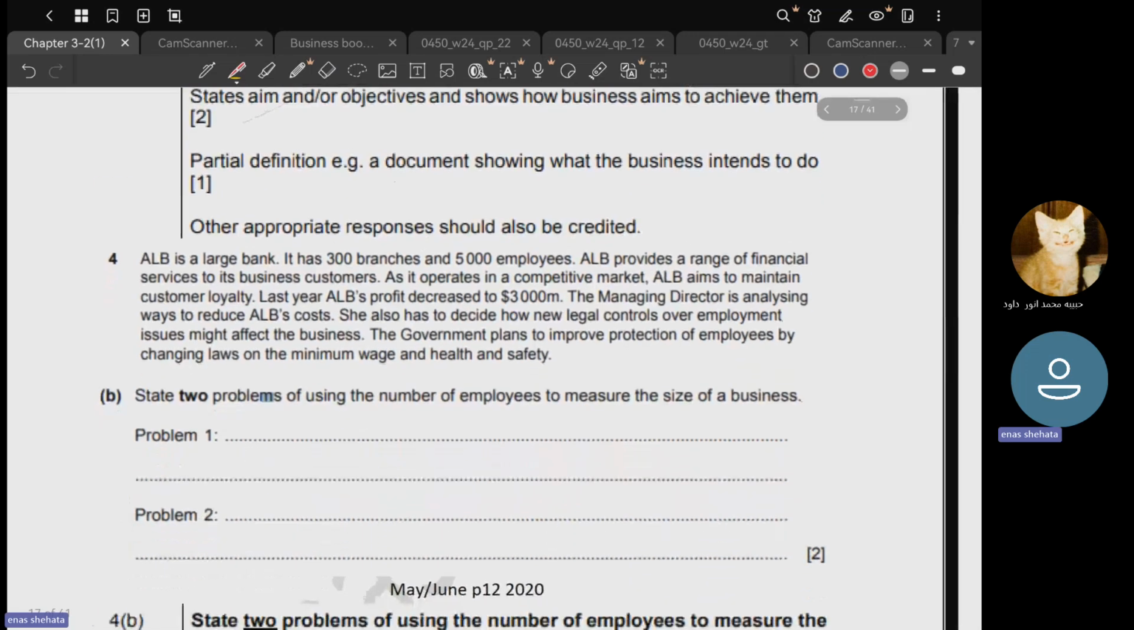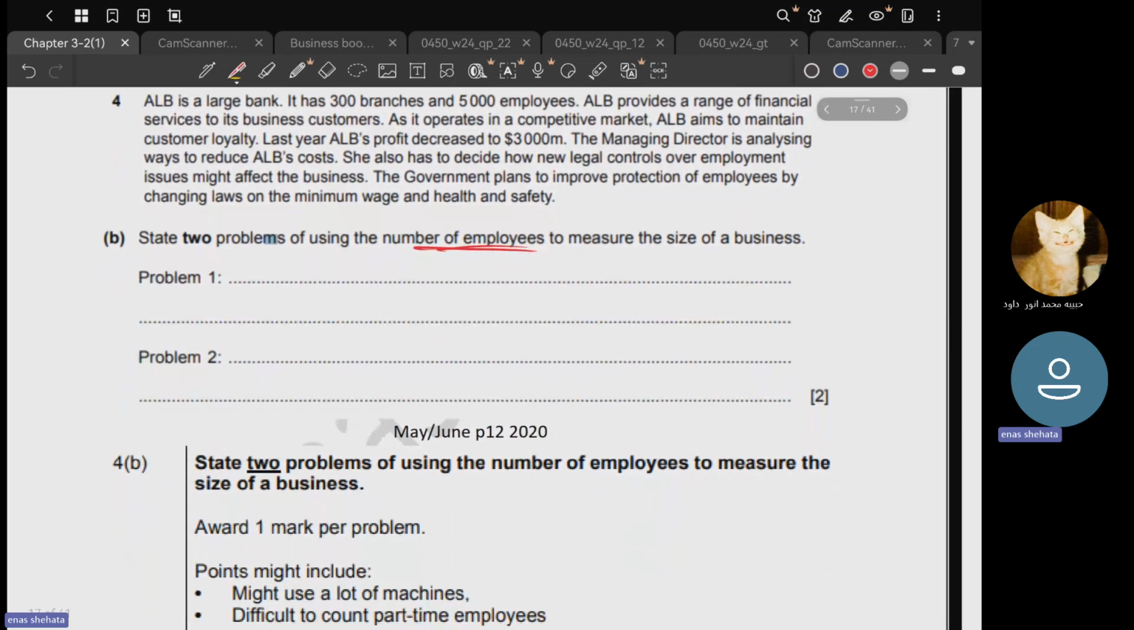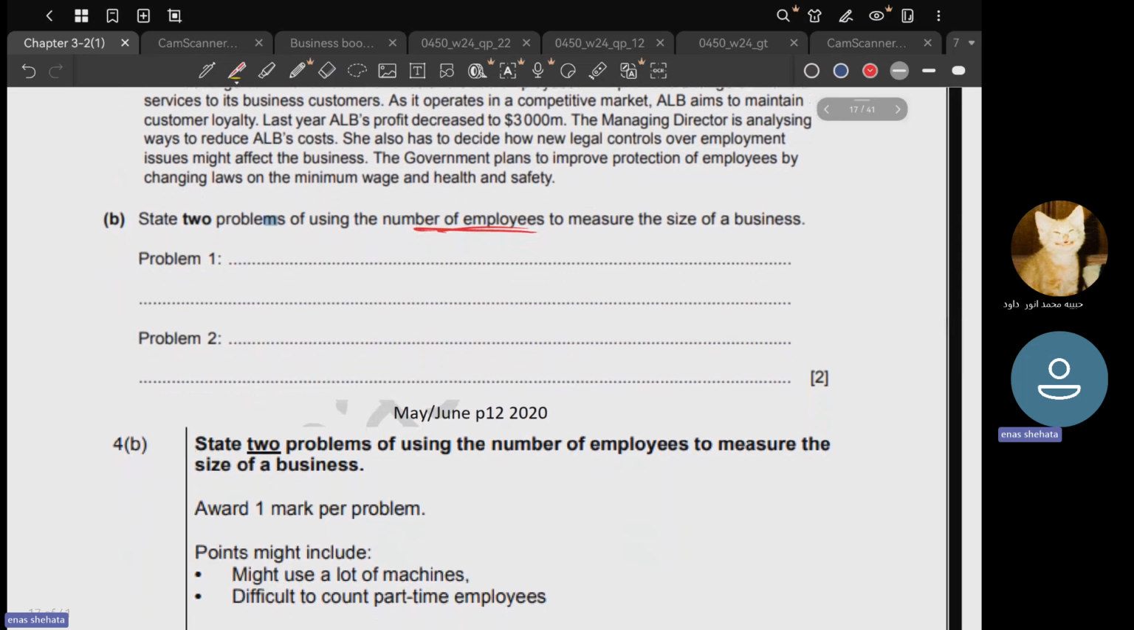طيب another. State 2 problems of using the number of employees measuring the size of a business. What's the problem of using number of employees in measuring the size of the business? This business might use a lot of machine. Can I use number of employees? لا. Difficult to count part-time employees.